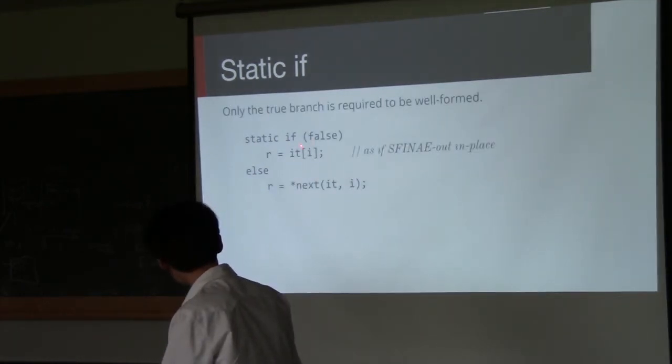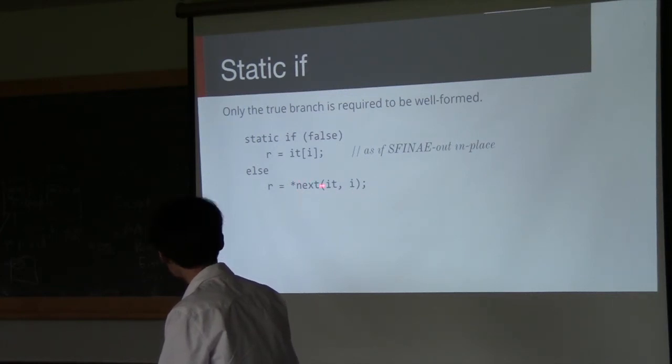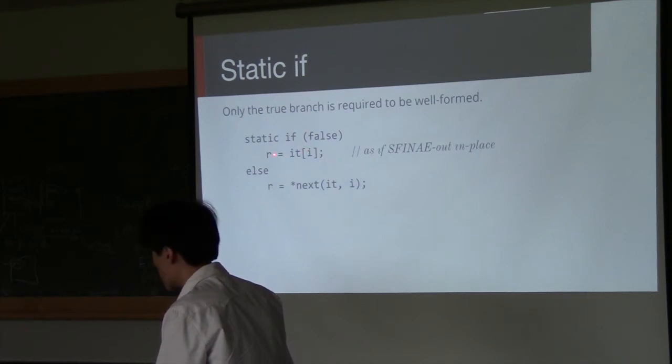Here's an example. First, forget about the false part. Assuming it is an iterator, i is an index, this syntax is only compilable for a random access iterator, nothing else. If it's something else, I can try other syntax. Assuming the iterator I got is not a random access iterator, if I remove the static here, then this is required to compile. It will give you a hard error. But if it's a static if, since it's an unevaluated context, we can do something about it. And my suggestion is to discard this branch as if it's SFINAE.